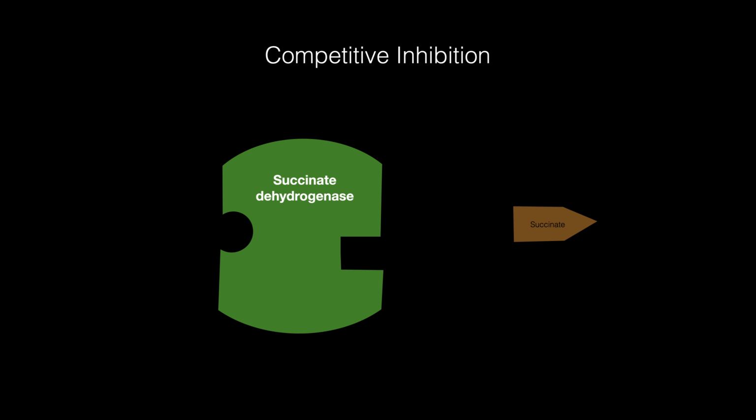This is where an inhibitor molecule competes for the active site. So here we have an enzyme called succinate dehydrogenase, and it helps convert succinate into fumarate. This is a step in cellular respiration. And it turns out that a molecule called malonate is an inhibitor of this enzyme. What malonate does is bind to the active site, making it impossible for succinate to get in there.